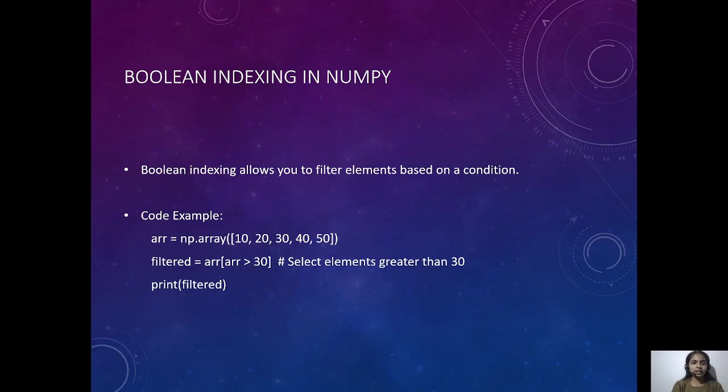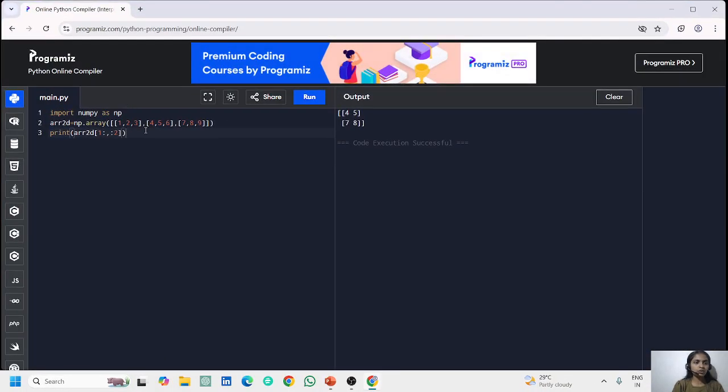Boolean indexing in NumPy. It is so simple. Boolean indexing allows you to filter the elements based on a condition. If you give the condition, it filters the elements from that. So for better understanding of this, let's write a code on this.